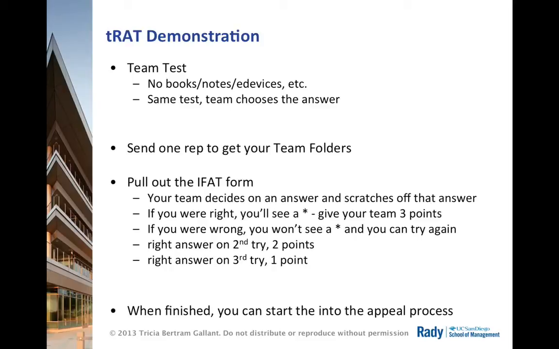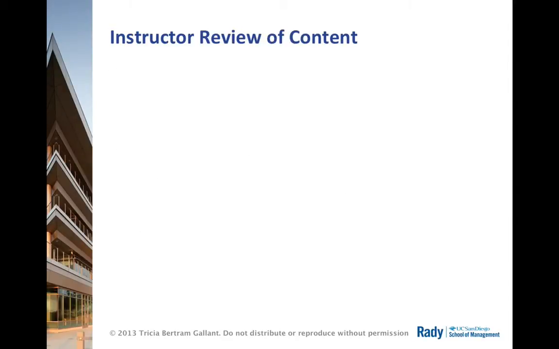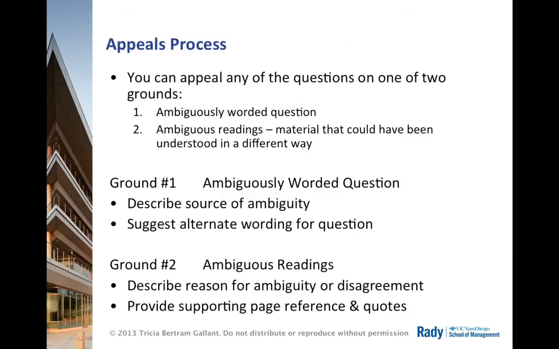And you get 2 points if you get the right answer on your second try, 1 point if you get it right on the third try. And so it's really a way where you are given the opportunity to keep trying and learning about the material as you discuss it with your teammates. Then, before you get into the appeal process, I will review any content that seems to be tripping up a large majority of the class. And then you can appeal.